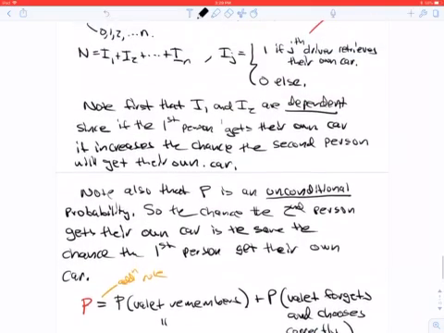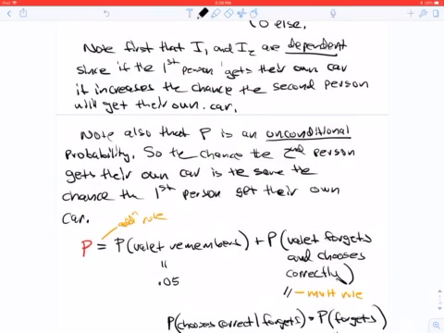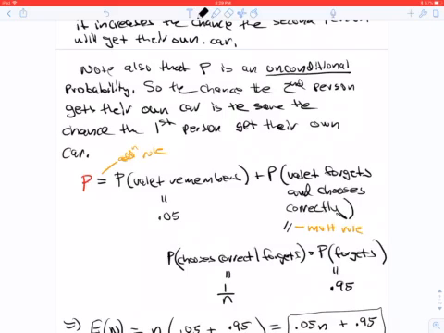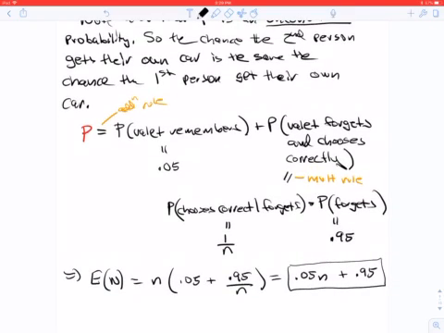By the addition rule, the probability that the jth driver retrieves their own car is the probability that the valet remembers, plus the probability that the valet forgets and chooses correctly. The probability that the valet remembers is 0.05, and the probability that the valet forgets and chooses correctly, by the multiplication rule, is the probability that, given that they forget, they choose correctly, times the probability that they forget. So that's 1 over n times 0.95, giving you the expectation of X is n times (0.05 plus 0.95 over n). Anyway, that's how it goes, and lots for you to think about this week.